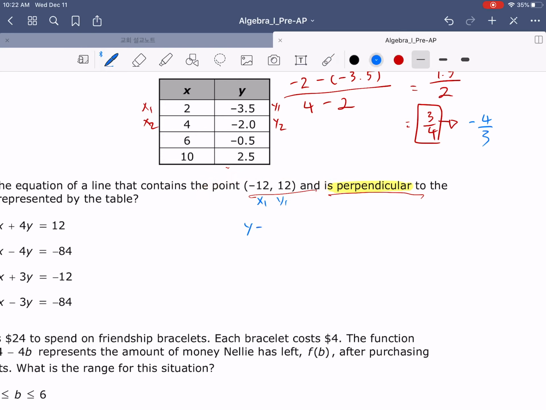Let's use it. Y minus y1 is equal to slope times x minus x1. And we're going to get these from here, here, and here for this, this, and this.